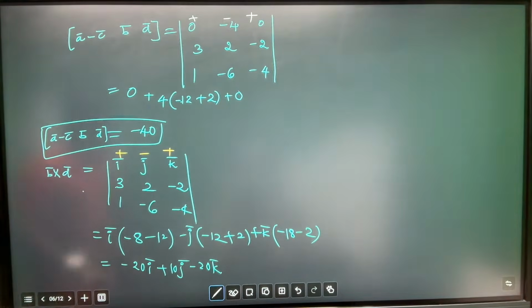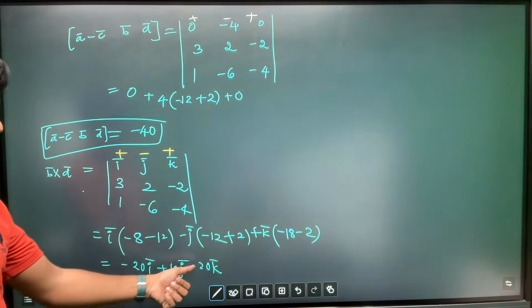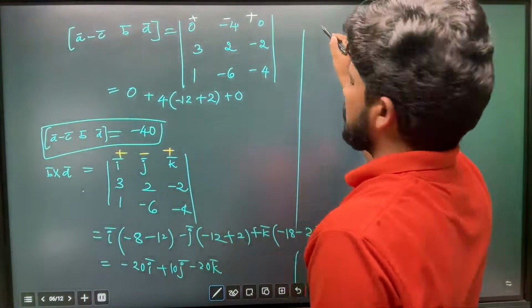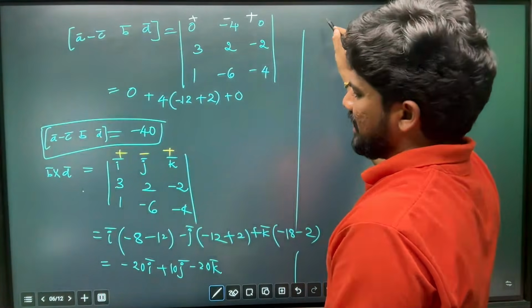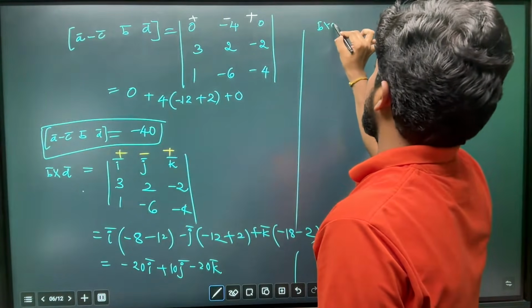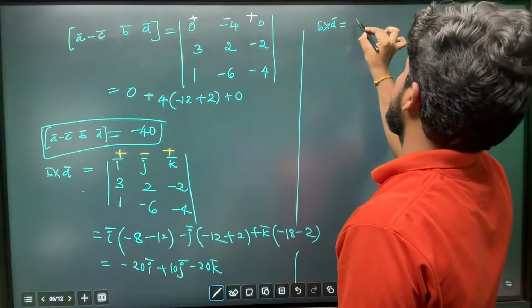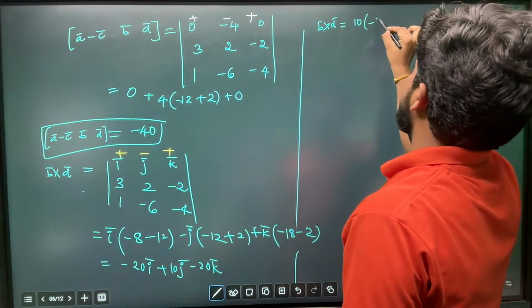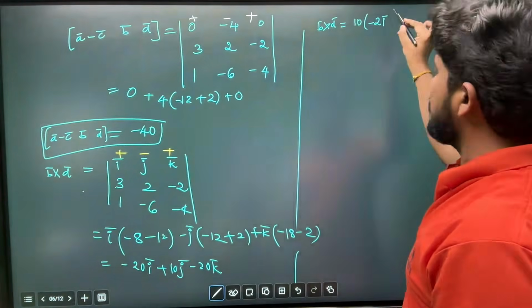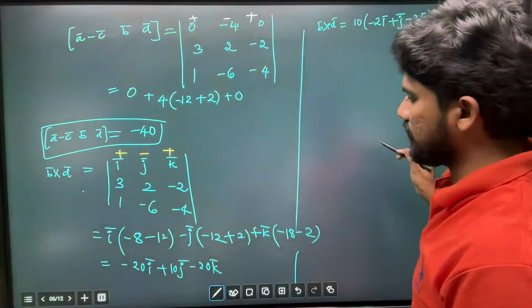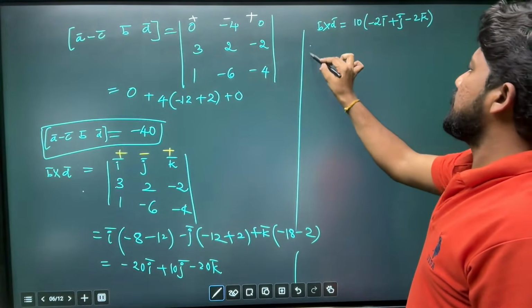See, so now minus 20, 10, minus 10, minus 20. So therefore take 10 common. Minus 10 also you can take common, you can take any common. Okay, so since we apply modulus, that value becomes 0. So take 10 common, then minus 2i bar plus j bar minus 2k bar. Okay, so therefore next apply modulus.